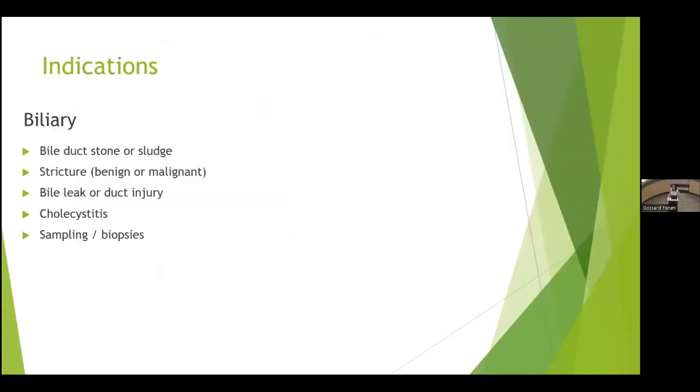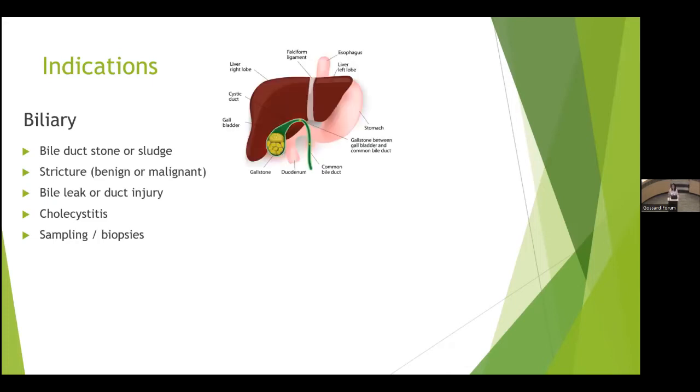Okay, so indications for ERCP. Most of the time, ERCPs are going to be done for biliary indications or bile duct related disease. So the most common types of biliary indications include a bile duct stone or sludge. So this is a little small up there, but you can appreciate gallbladders full of stones or sludge.